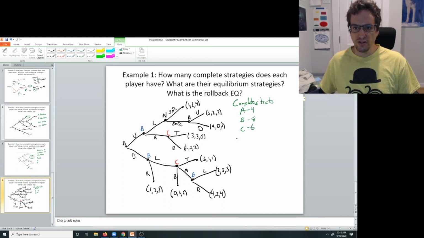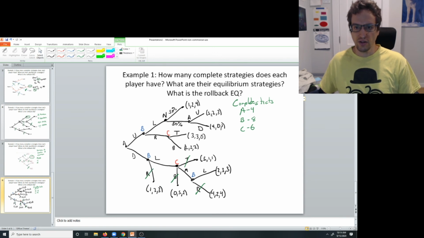Okay, let's do the rollback now. B, we can assume it's in order, A, B, C. So B has 3 or 2. They're going to take 3. C then has 5, 1, 1, 2, 3, 3, and 0, 5, 2. They're going to take middle. B then has choice between 1, 2, 3, and 2, 3, 3. They are going to take left.